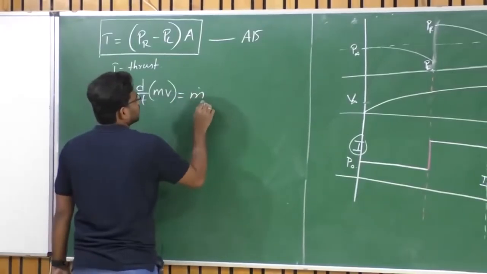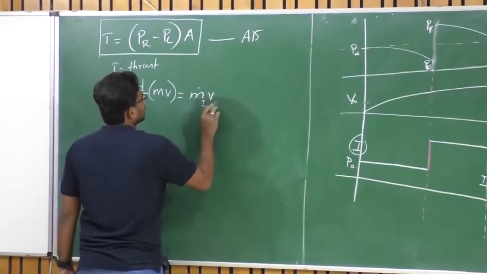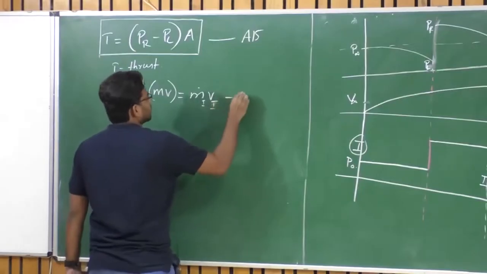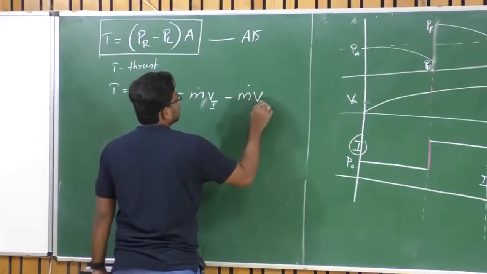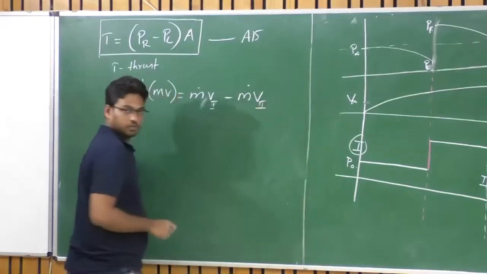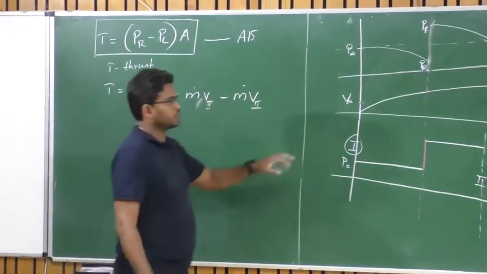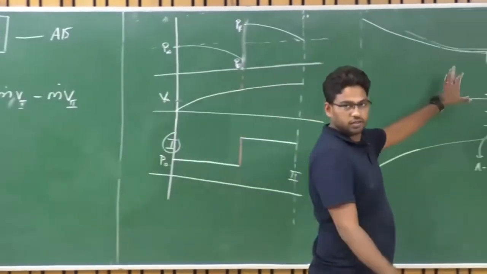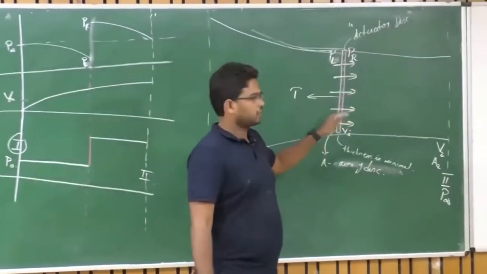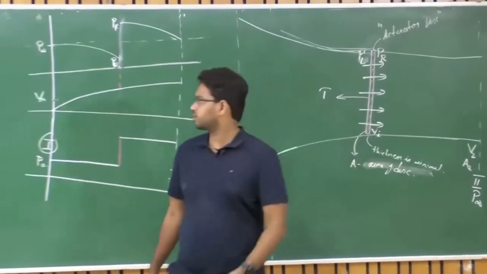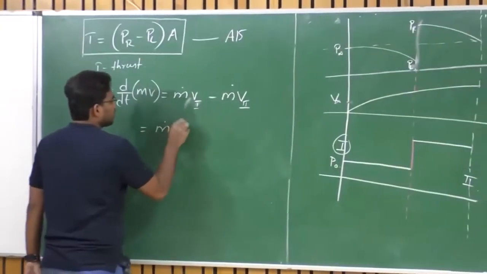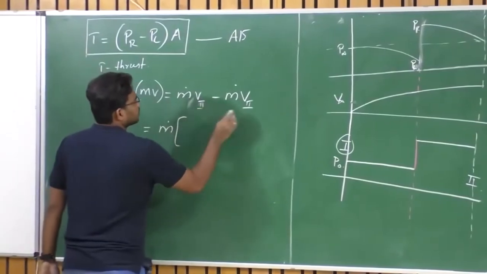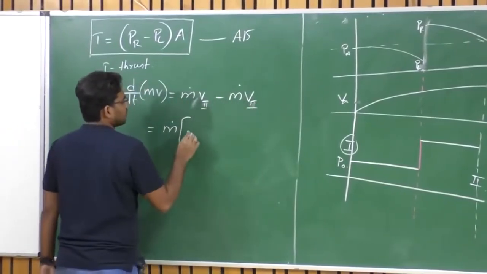So m dot at station 1 times velocity at 1, otherwise m dot at station 2, right? So this mass flow rate is due to this rotating disk. This disk is what is creating that mass flow rate. So what is that value? Mass flow rate is equal to rho A V, times, sorry, V2 minus V1, let us say.